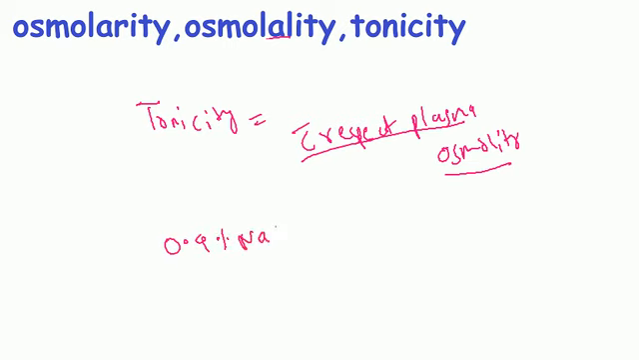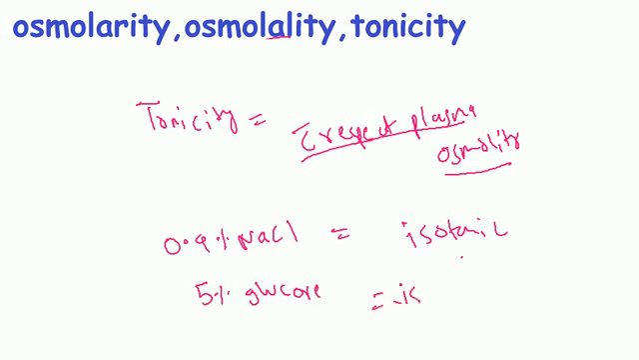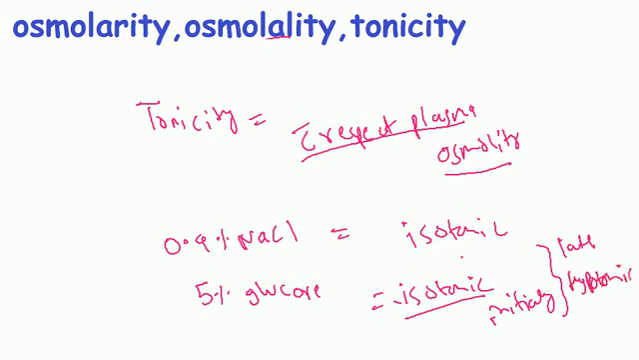The 0.9% NaCl solution is isotonic to our plasma, and 5% glucose is isotonic to plasma initially, and later on it becomes hypotonic. It is due to peripheral uptake of glucose. So that's it: osmolarity and tonicity. Do remember the formula of plasma osmolality.